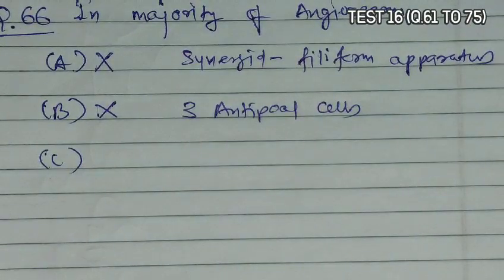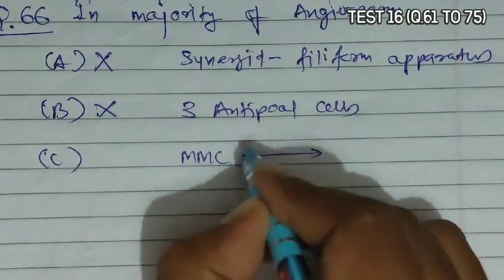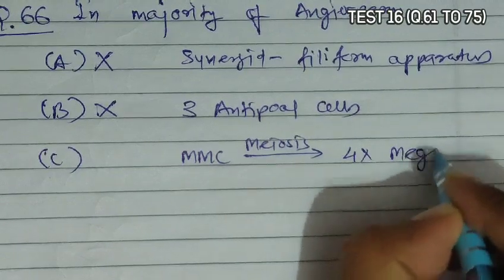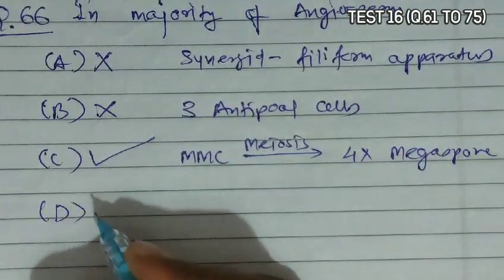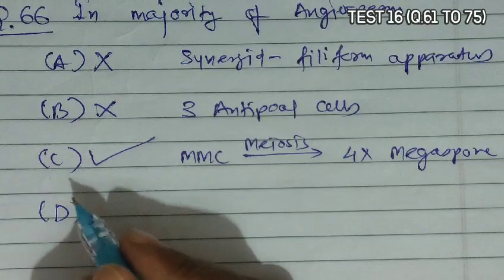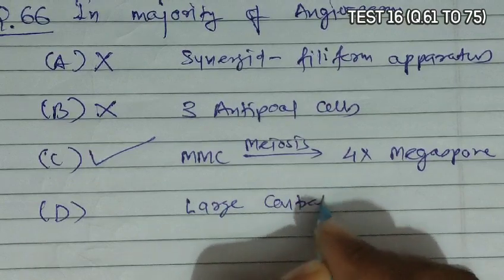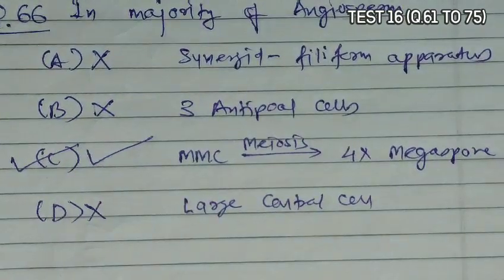C says reductional division occurs in the megaspore mother cell. So the megaspore mother cell undergoes meiosis. It is correct, and it produces 4 megaspores. So it is a correct statement. And D says a small central cell is present in the embryo sac. Actually, there is a large central cell, not a small one. So it is incorrect. So C is the correct answer for this.